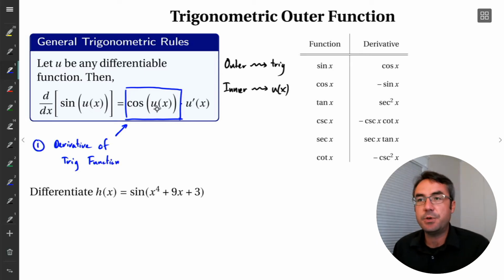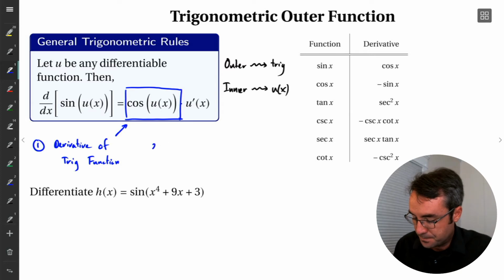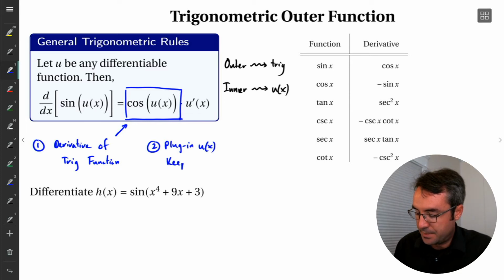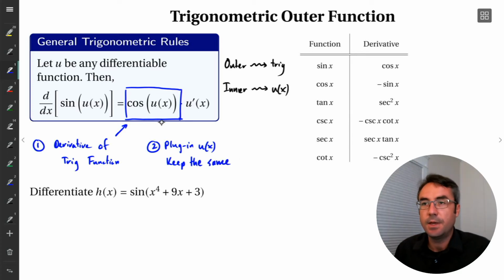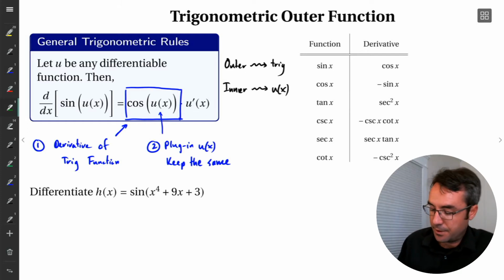And then we also keep our inner function the same. We keep what was inside the parentheses exactly the same. That doesn't change. So this is the derivative of our outer function with our inner function plugged in. And then we multiply by the derivative of our inner function.